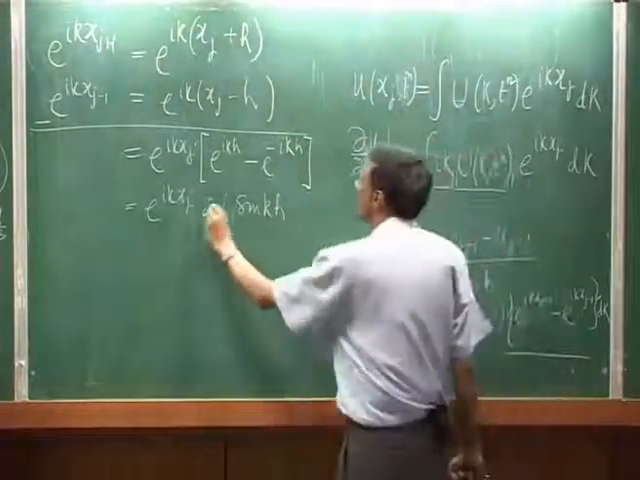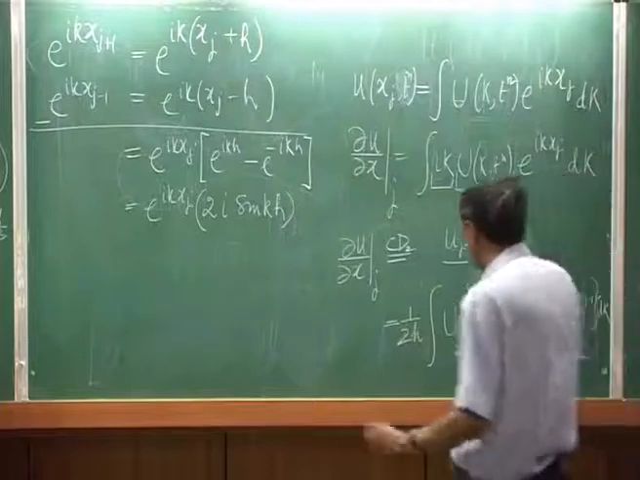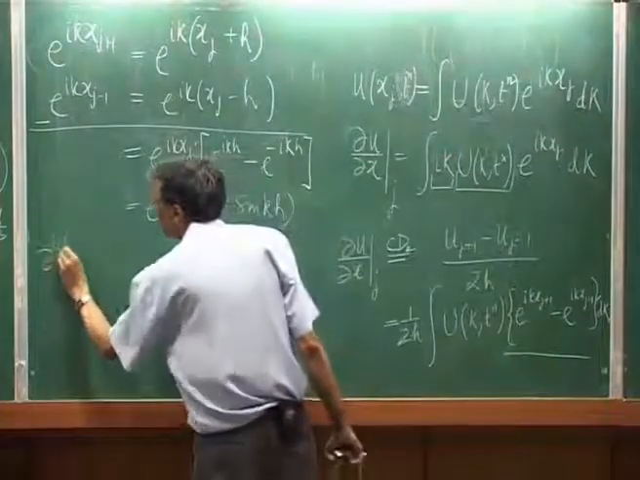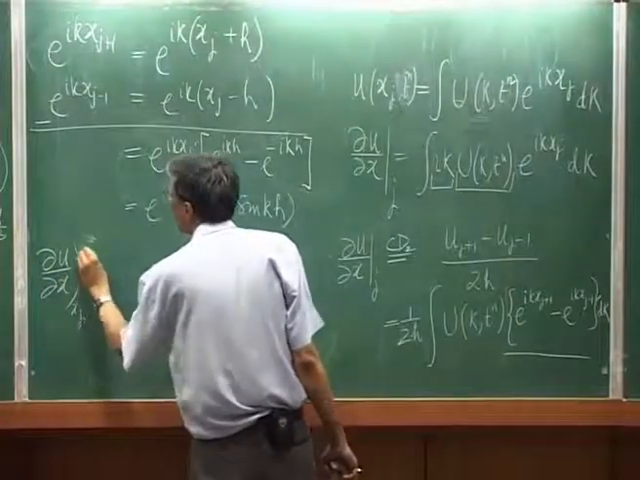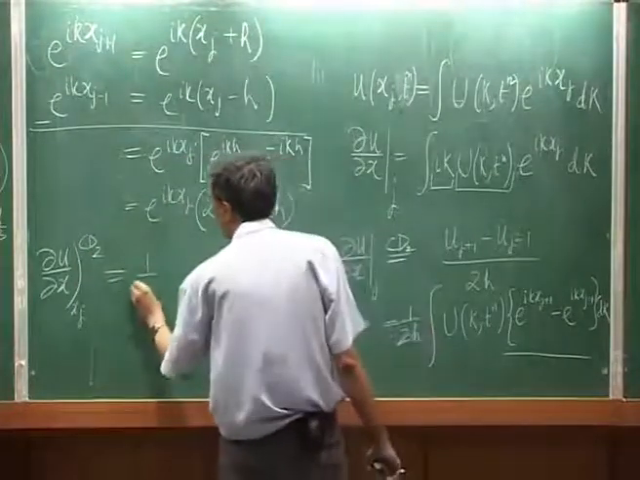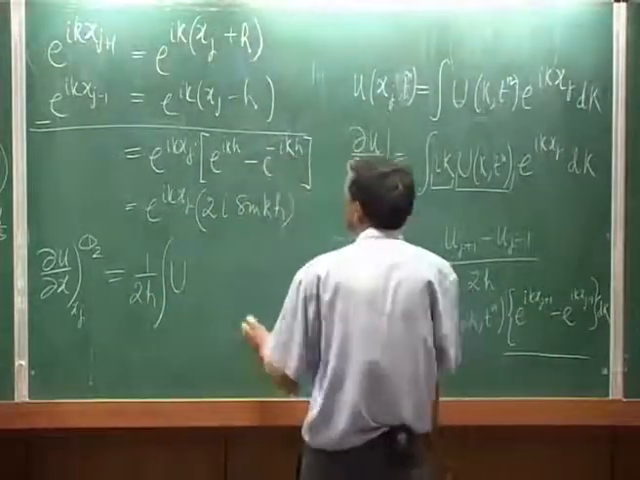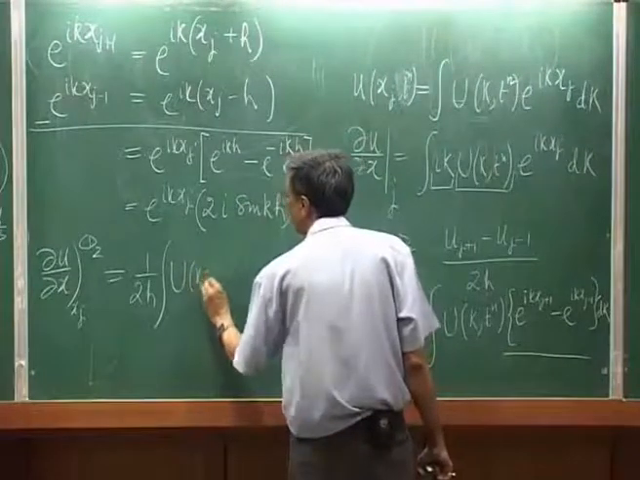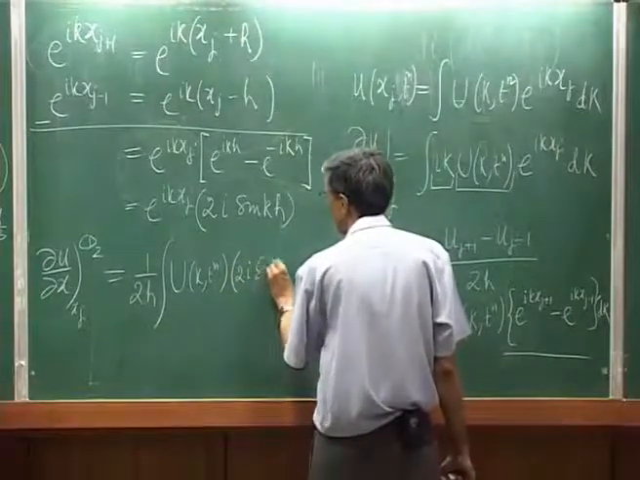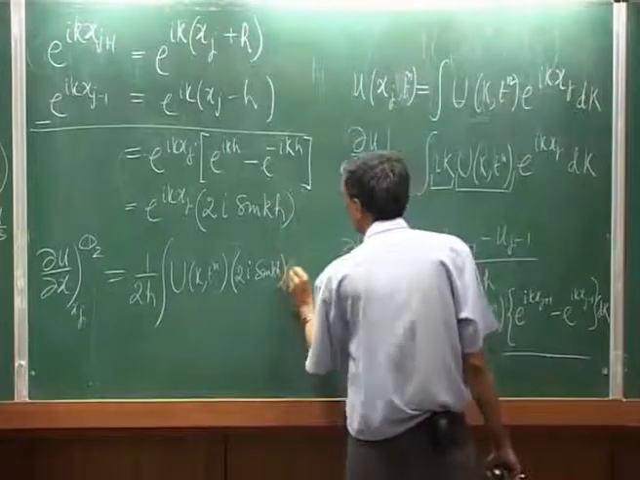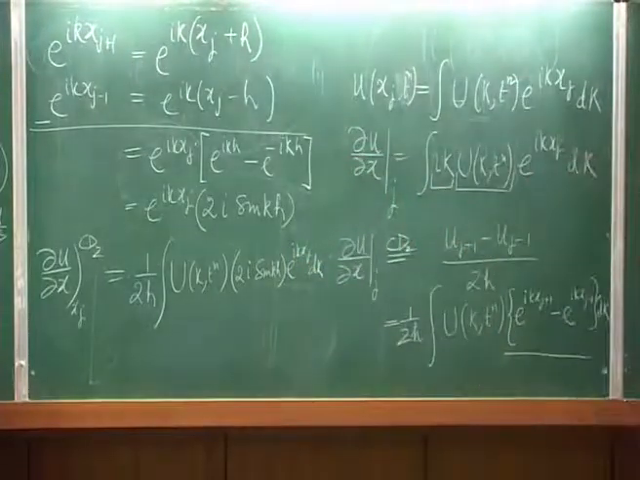Agree with me? 2I sin k h. So, what actually has happened here? From here, I can write in a discrete form what I have done. I have done a CD 2 formulation, then I get 1 over 2h, then u, what I get, I keep it, and from here I get 2I sin k h e to the power I k x j d k. Okay.